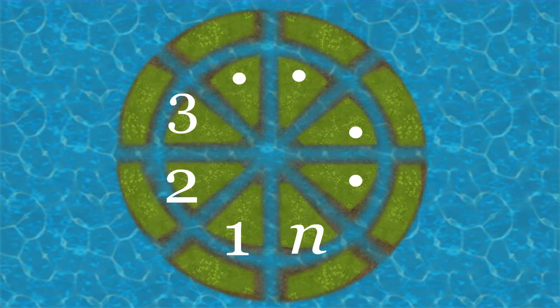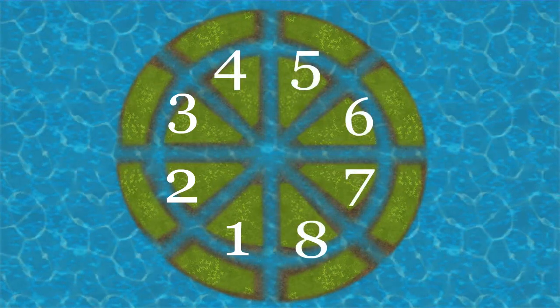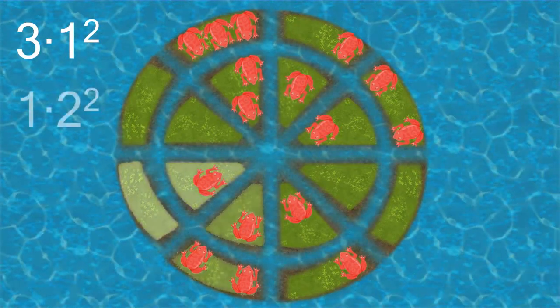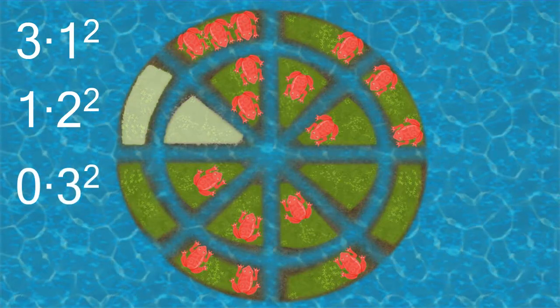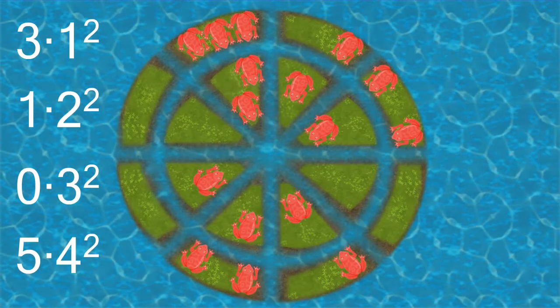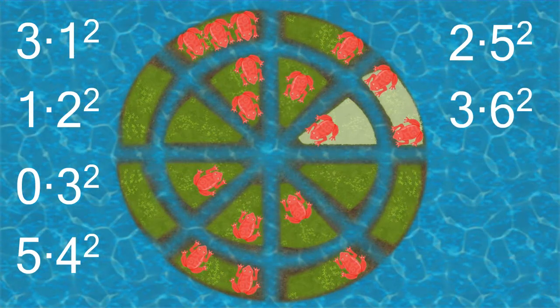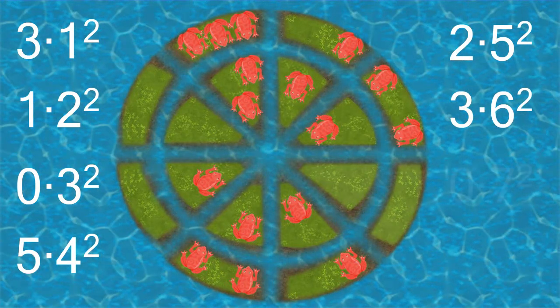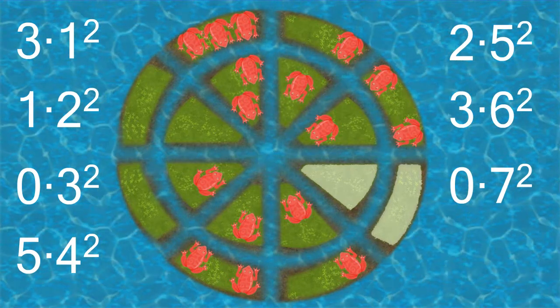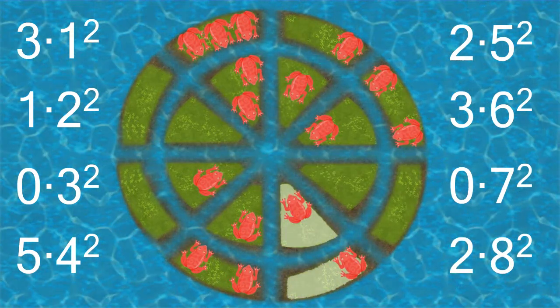For example, in the illustration we have the case where n is equal to 8. Let us consider the following distribution of the frogs. Then, at sector 1, we have 3 frogs, at sector 2, we have 1 frog. At sector 3, there are no frogs. At sector 4, there are 5 frogs. At sector 5, there are 2 frogs. At sector 6, there are 3 frogs. At sector 7, there are no frogs. At sector 8, there are 2 frogs.